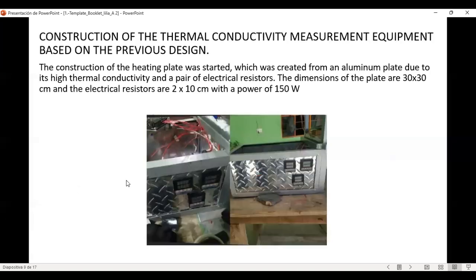The construction of the heating plate was started, which was created from an aluminum plate due to its high thermal conductivity and a pair of electrical resistors. The dimensions of the plate are 30 by 30 centimeters and the electrical resistors are 2 by 10 centimeters with a power of 150 watts. To obtain a broader analysis of the heat transfer in each of the plates, type K sensors were placed on the hot plate and the Peltier cell on the plate.